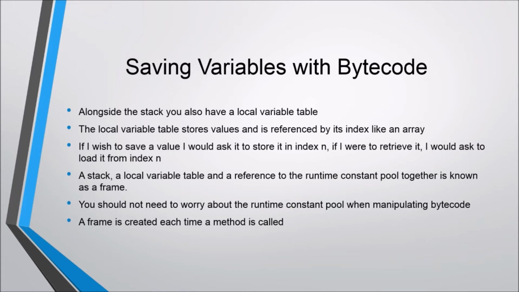A stack, a local variable table, and a reference to the runtime constant pool together is known as a frame. You should not need to worry about runtime constant pool when manipulating bytecode, as the Java compiler and the ASM will deal with it for you. A frame is created each time a method is called.